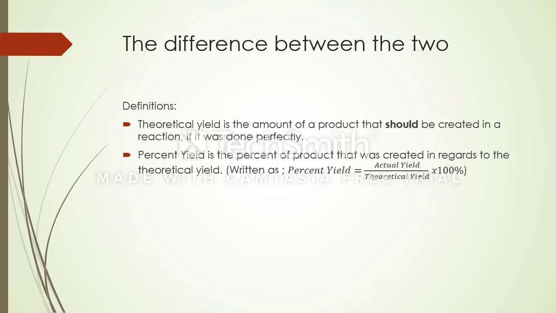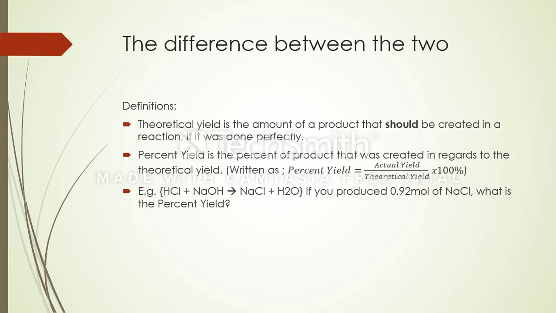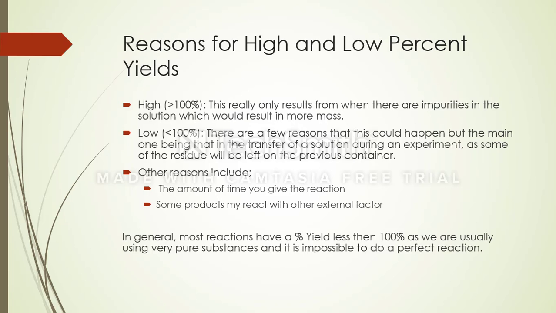So this is written with the equation: percent yield is equal to the actual yield divided by the theoretical yield times 100%. One quick example: 1 mole of hydrogen chloride reacts with 1 mole of sodium hydroxide, and you produce 0.92 moles of sodium chloride. What is the percent yield? Using our formula from above, the percent yield is equal to the actual yield, which is 0.92 moles, divided by the theoretical yield, which is 1 mole, times 100, and that gives you 92%.